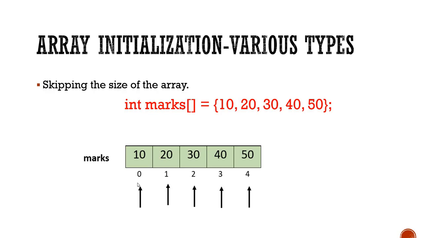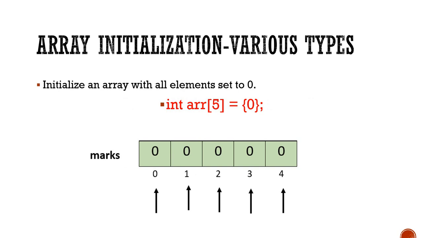See 10, the first box, will take the index position 0. The next box contains 20, that will take the index position 1. And next is 30, that will take the index position 2. And next box contains 40, the index position of 40 is 3. And next comes 50, the index position of 50 is 4. So the index value will always start from 0 to n minus 1. So n here is nothing but the size of the array. So 0 to 4, so totally 5 values can be added. So this is the second type in array initialization.